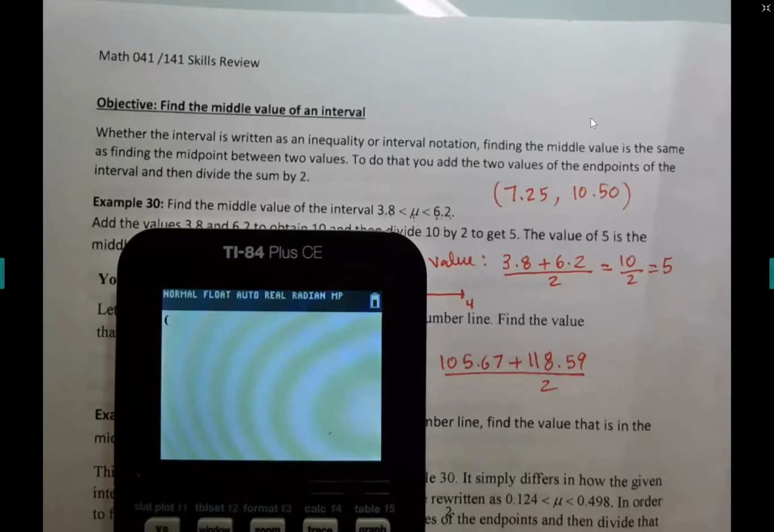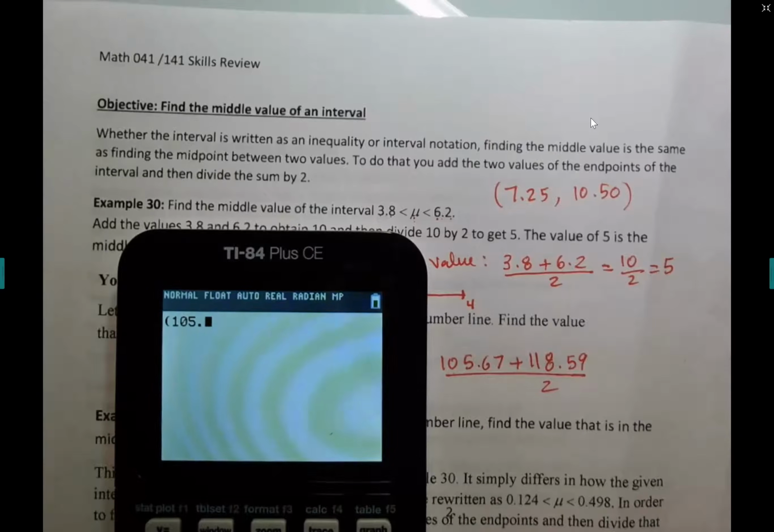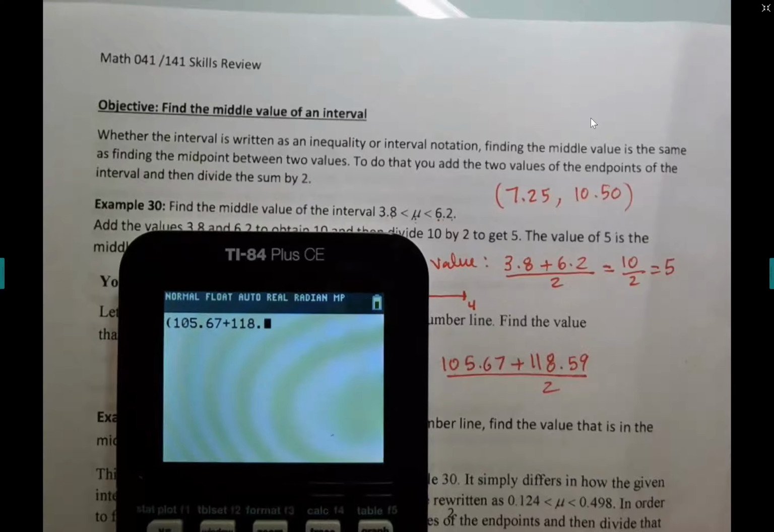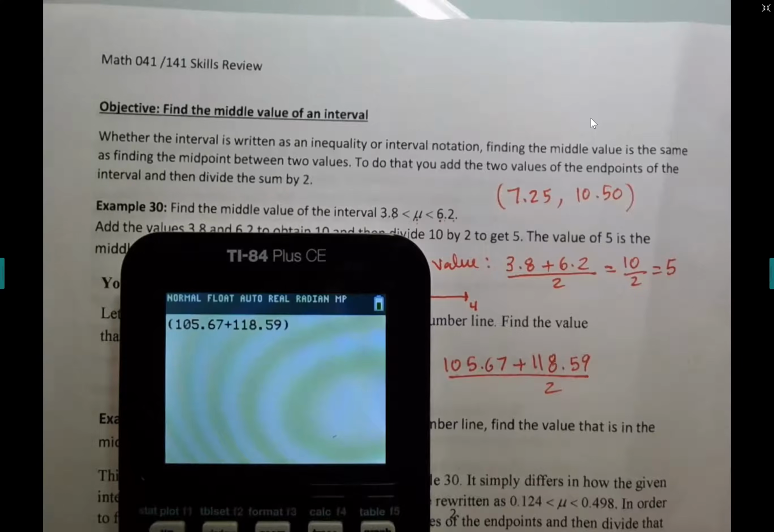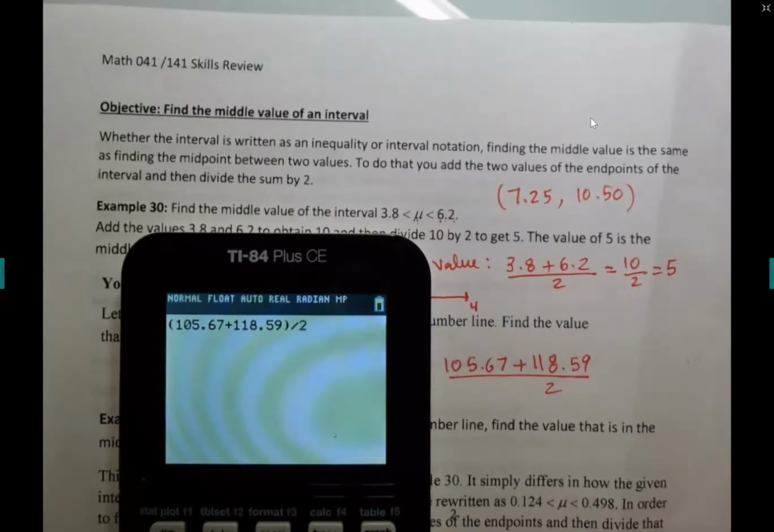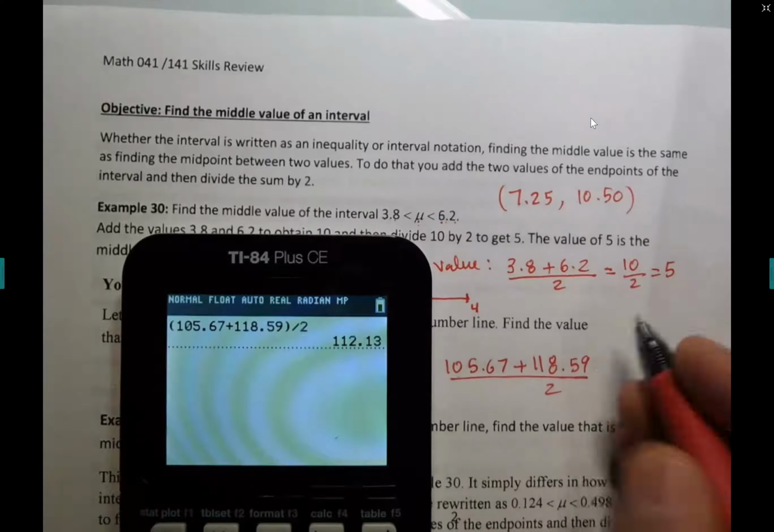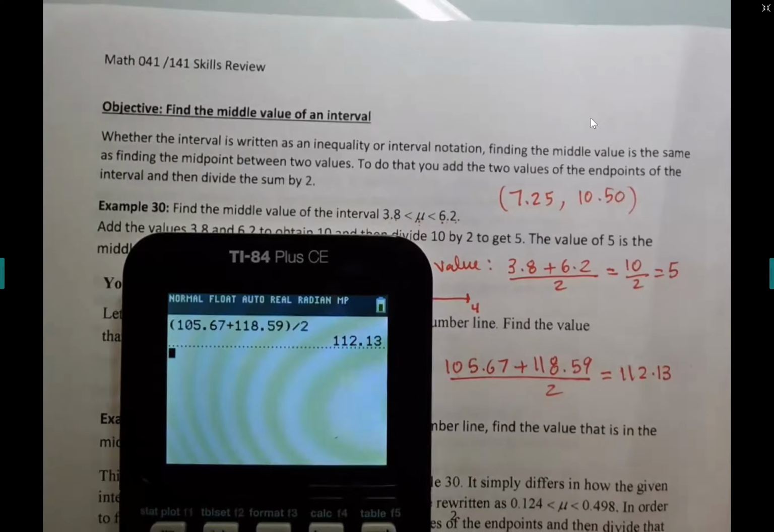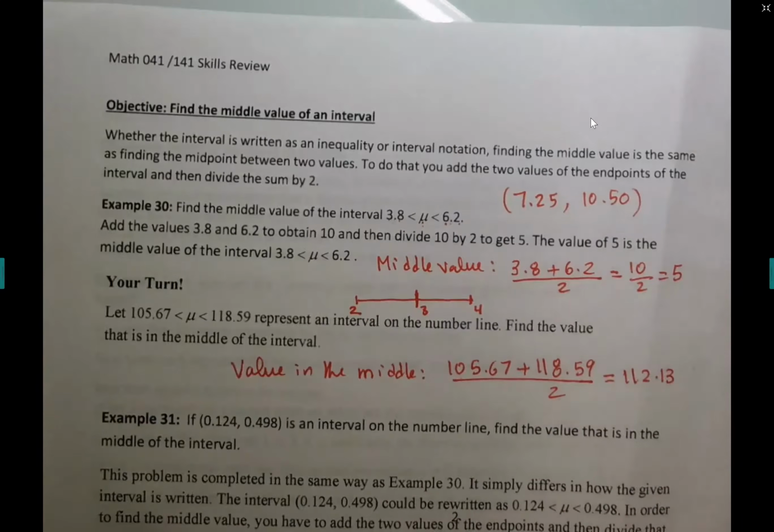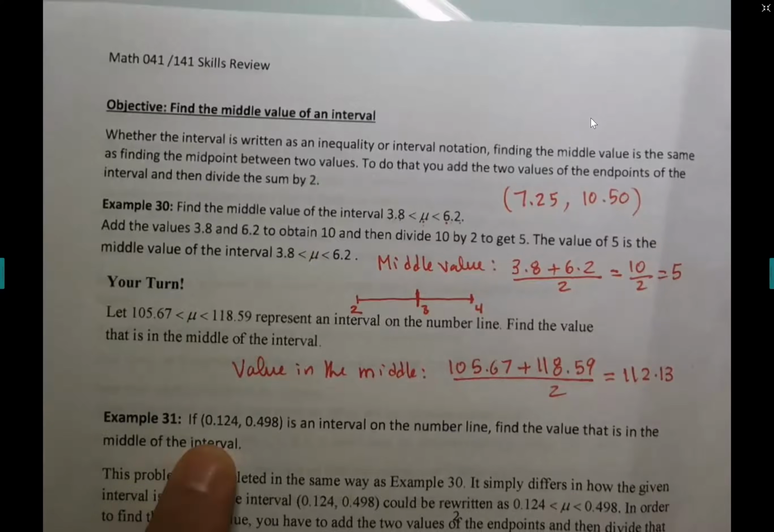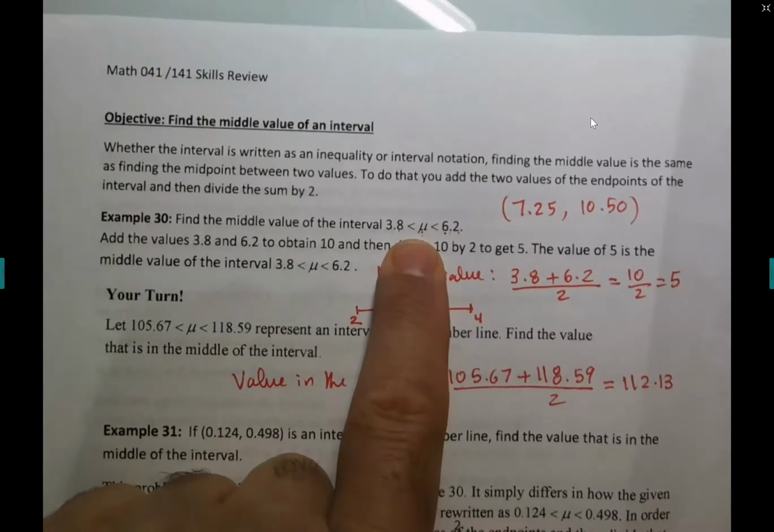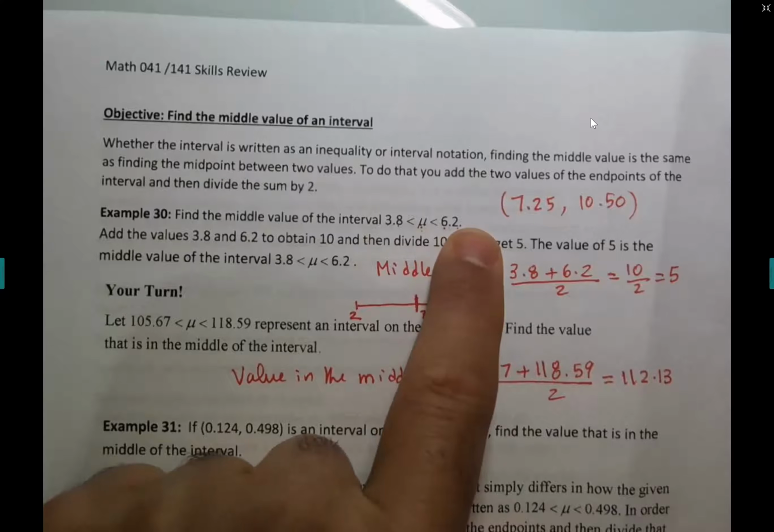So it's going to be 105.67 plus 118.59. And look, I close parentheses and then divide by 2. 112.13. All right. This is an interval. So intervals can be written like that, guys. The mean is between 3.8, 6.2. That's an interval of values.